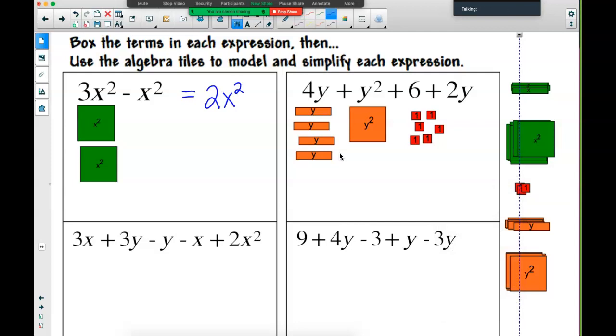And the last thing is plus 2y. Really? 2 y's. Now, when I put the 2 y's over there, I'm not going to put them here. I could, but they are like all of these other y's. So I'm going to put them with the other y's. And now we have to read what we have. How many y's do we have? 6, so we'd have 6y plus a y squared plus 6. That's your answer.